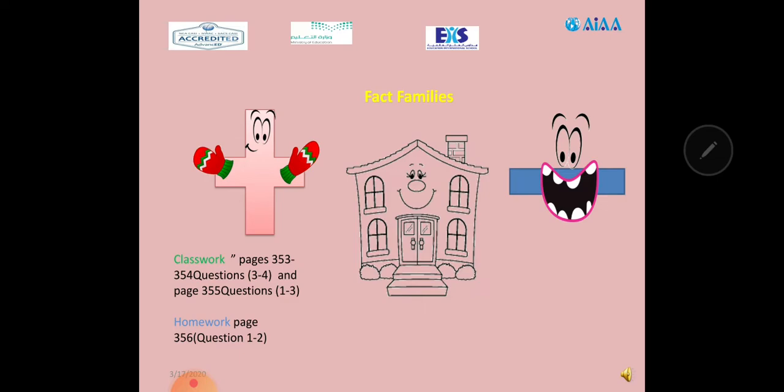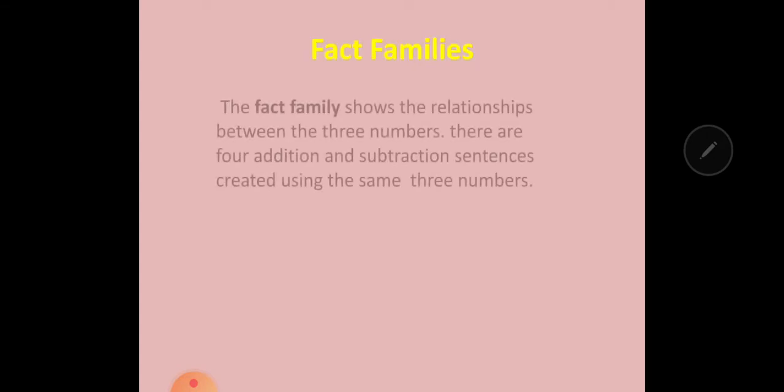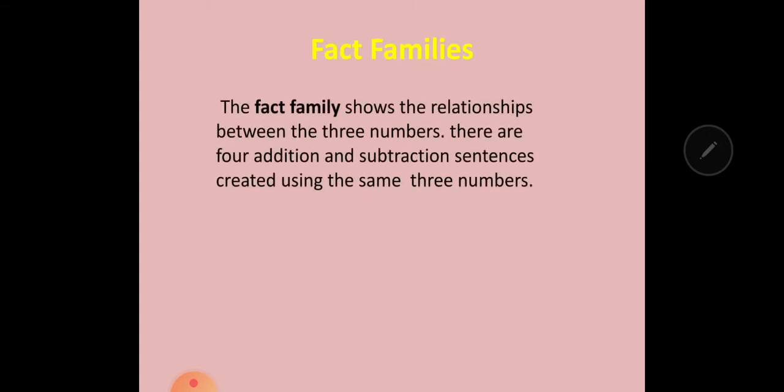Now let's see what the meaning of fact families is. Fact families show the relationships between three numbers. Okay, so that means I will use three numbers. There are 4 addition and subtraction sentences. How many sentences will I use? 4. 2 for add and 2 for subtract, created using the same 3 numbers. Okay, so in fact families, I will use the same 3 numbers. Keep this in your mind.